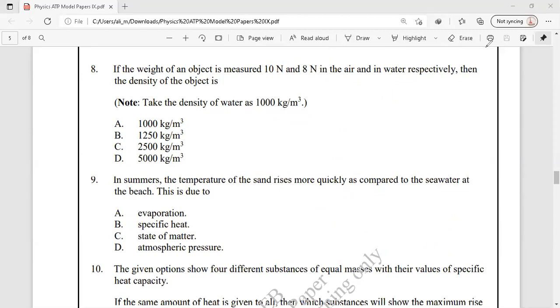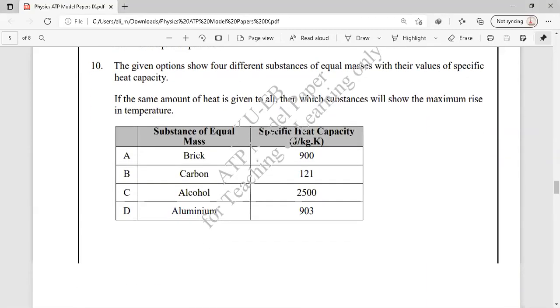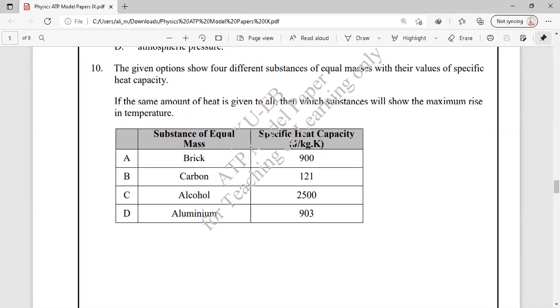Then we have our last question of this model paper of class 9 2021. The options show four different substances of equal mass and their values of specific heat capacities. The same amount of heat is given to all, which substance will show the maximum rise in temperature? So maximum rise in temperature means the less will be its specific heat capacity.